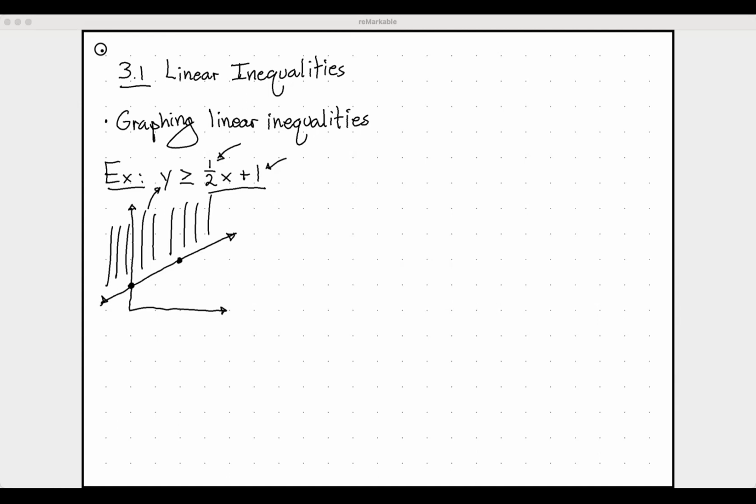We would also count points on the line, right? My line is a solid line, indicating that I'm counting points on the line as well, because y can be equal to the points on that line, right? Y is greater than or equal to the points on that line. So this would be your finished graph, right? So you have the graph of the line colored in solid to indicate it's a greater than or equal to, and then I'm shading above because I want points with y values bigger than those on the line.